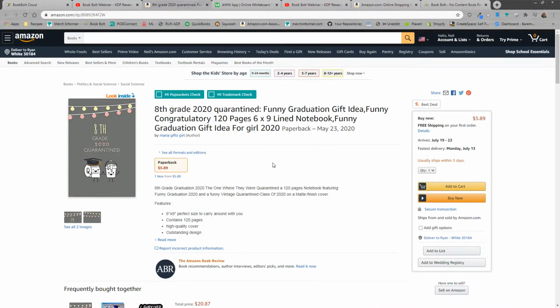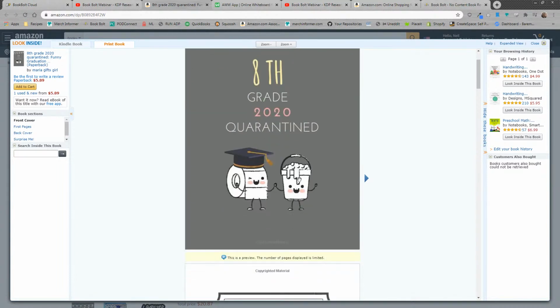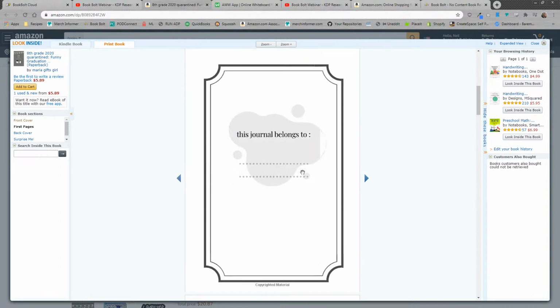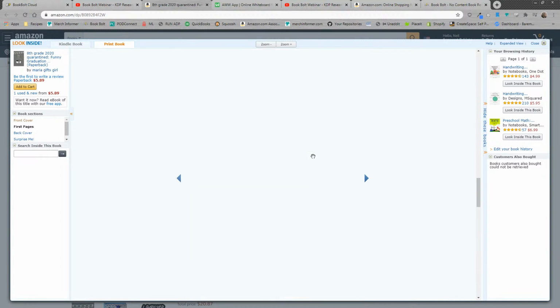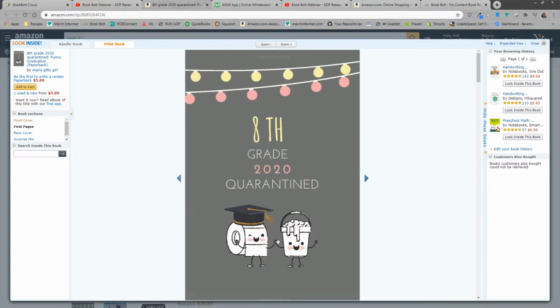We opened up one more here. This one is a little bit different. It says 8th grade 2020 quarantine with some little toilet papers here. We'll look inside. All right. I mean, I don't know if this is clip art or what. This is incredibly pixelated. This journal belongs to. So something else to keep in mind, right, is front pages here. Line pages, okay? You can also get pretty much this exact interior from the Book Bolt website.